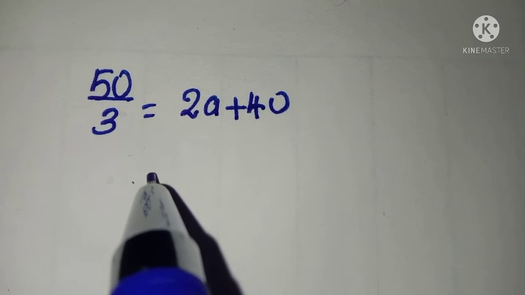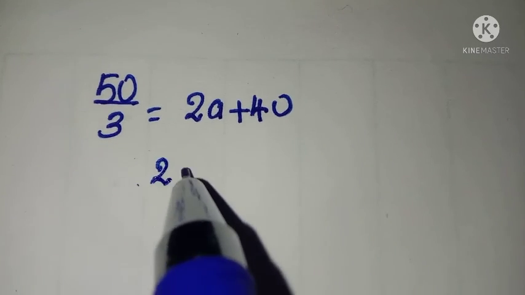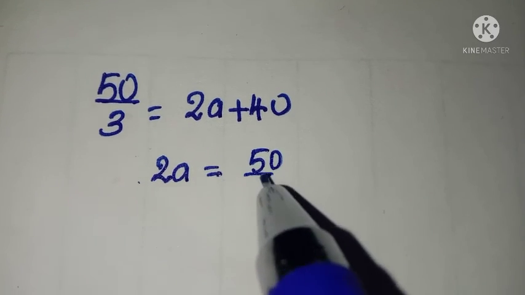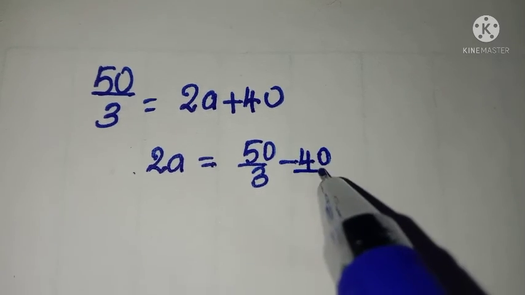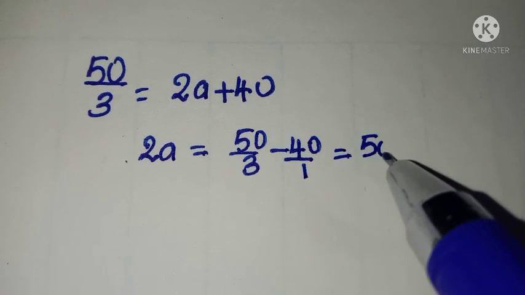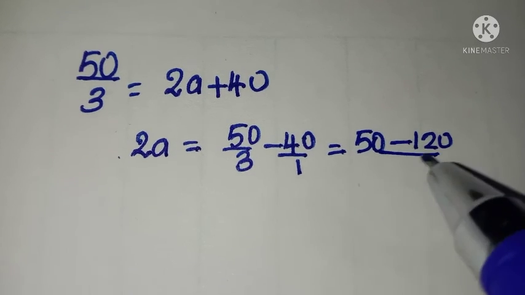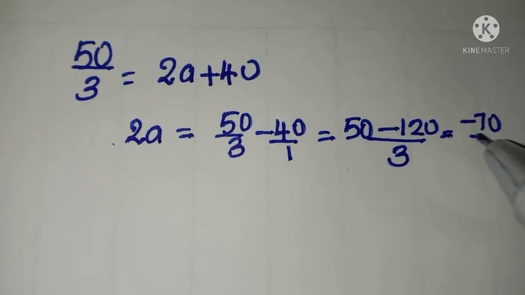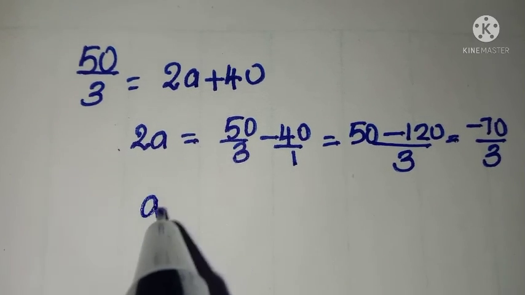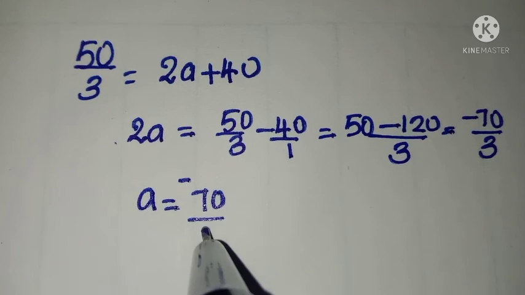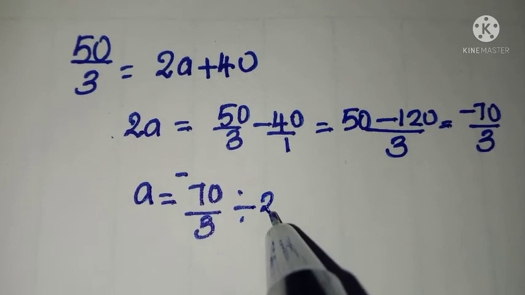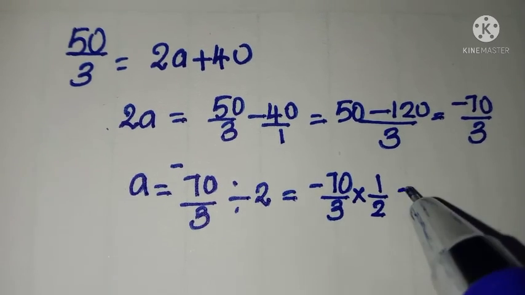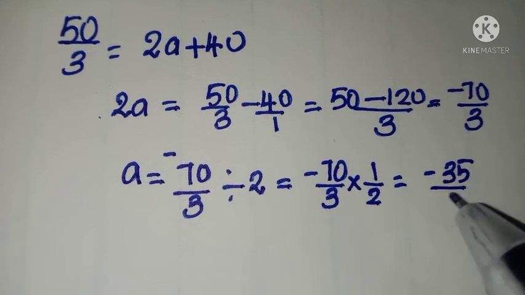From here we can write 2a is equal to 50 by 3 minus 40. Now take cross multiplication. This gives 50 minus 120 by 3, that is minus 70 by 3. So what is A? A is equal to minus 70 by 3 divided by 2, or minus 70 by 3 into 1 by 2 gives negative 35 by 3.